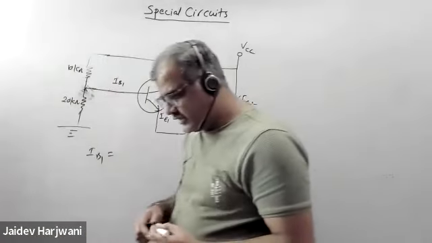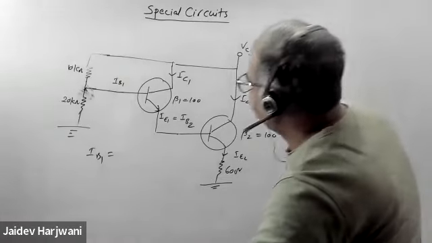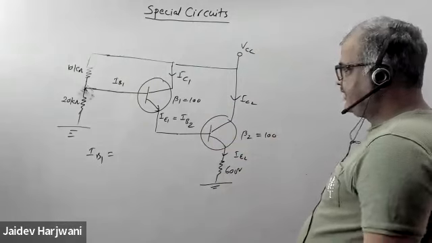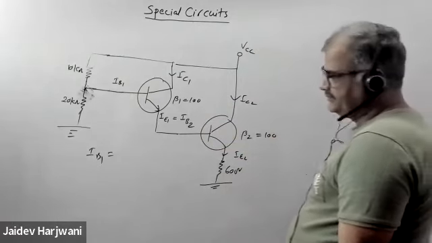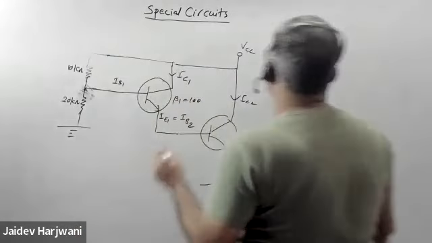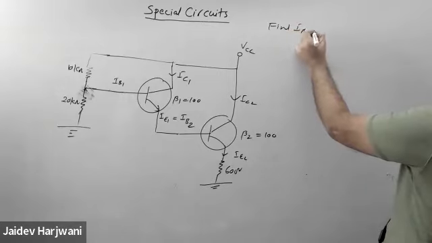So how should I proceed? This is the voltage divider circuit. So what should I do? Tell me. Find IB1.